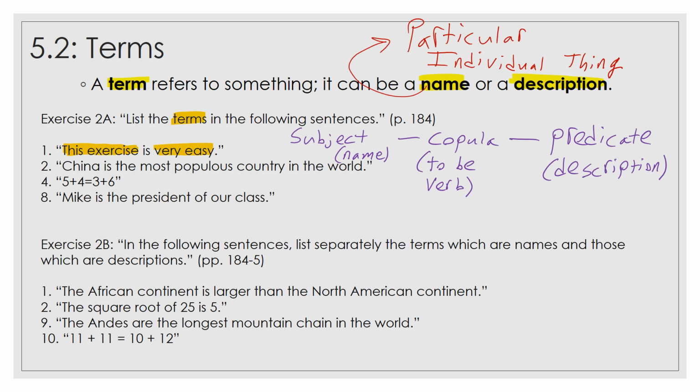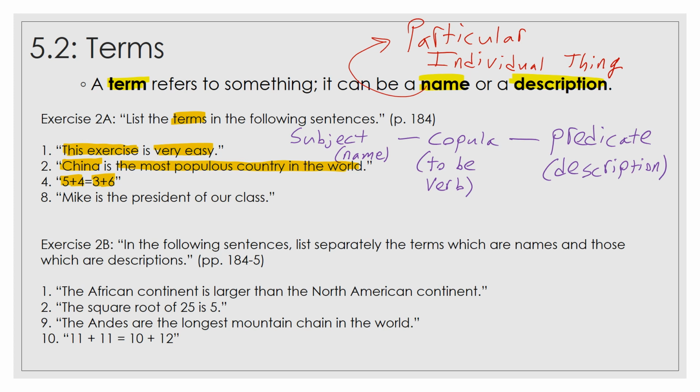Let's look at number 2. China is the most populous country in the world. Well, China, of course, is a term, it's a name, it's a particular place, and the most populous country in the world is a term, it's a description. Number 4 is a little different. We have 5 plus 4 equals 3 plus 6. We'll treat 5 plus 4 as a term, and 3 plus 6 as a term. The equal sign is kind of like the copula, kind of like the is. So we might think of it as 5 plus 4 is 3 plus 6.